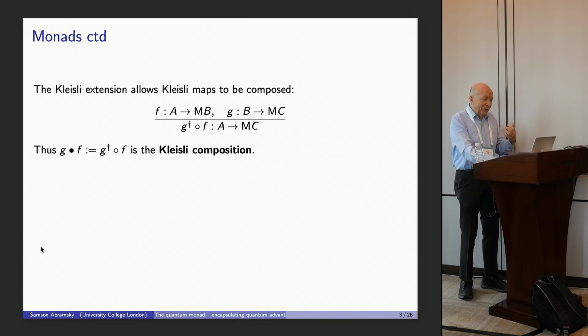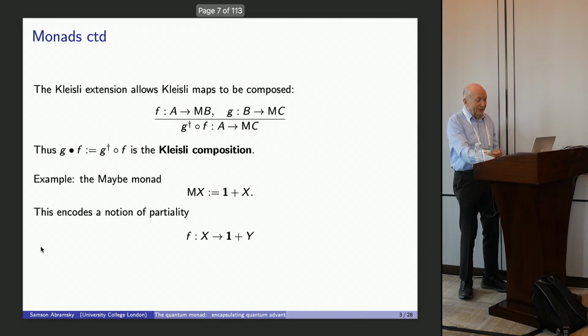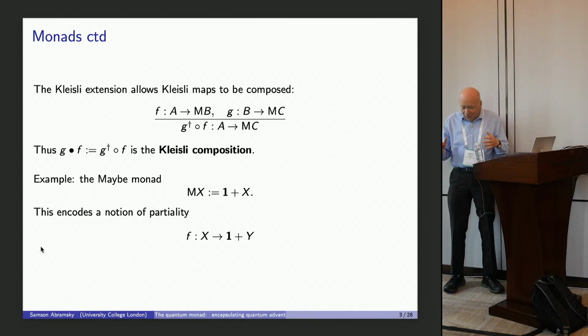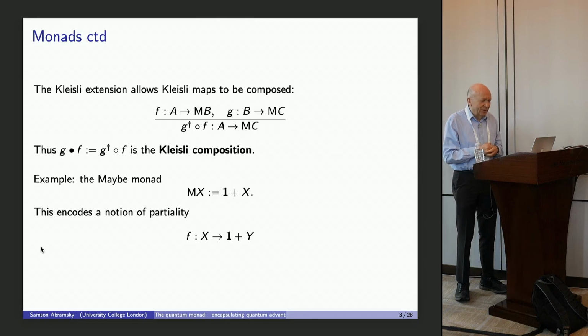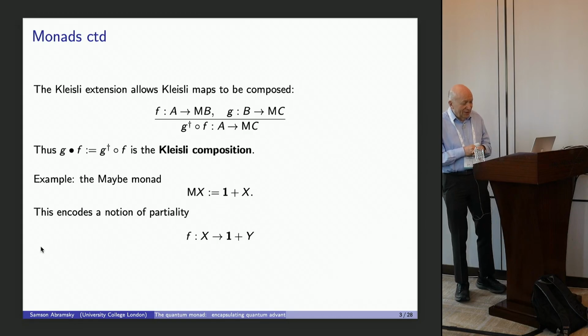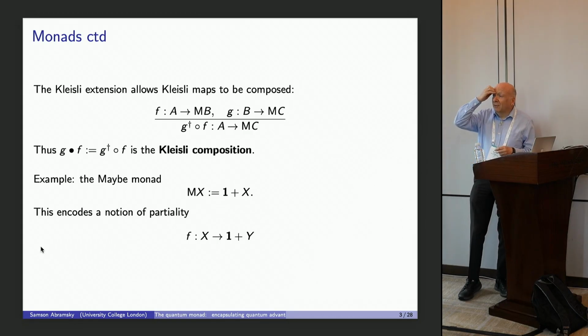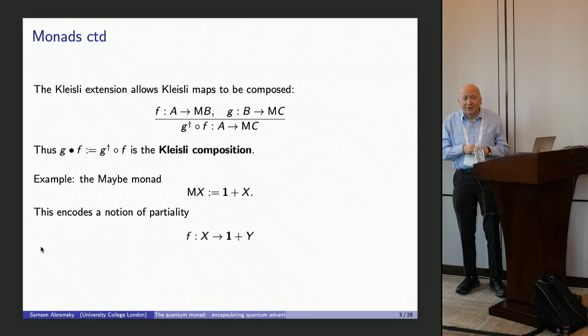So if you've used Haskell or any of the other languages I mentioned, this should be familiar to you. Of course, there's more mathematical structure underlying this, but this is what one sees at the programming language level. And to take one of the most basic examples, the maybe monad, which simply adjoins to a set or a type one extra element. So plus is meant to be disjoint union here, and this encodes a notion of partiality.